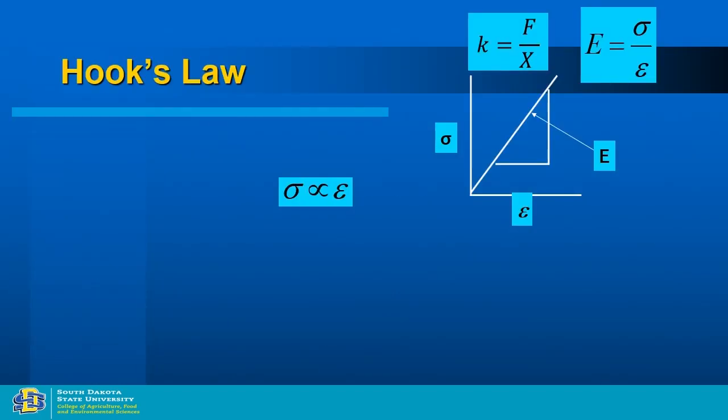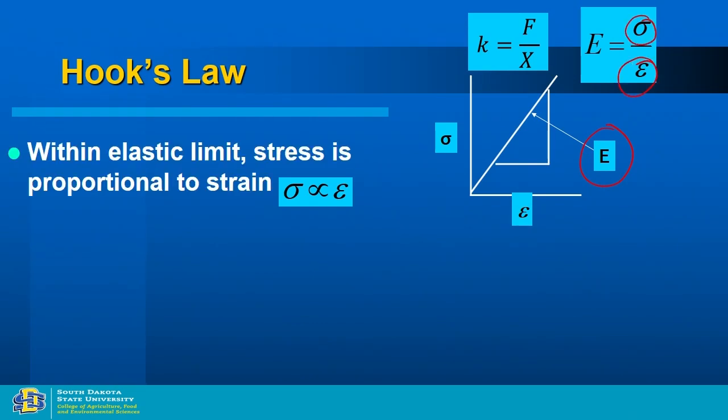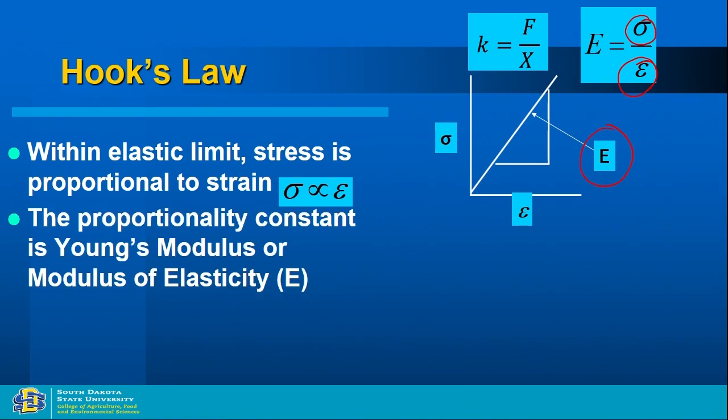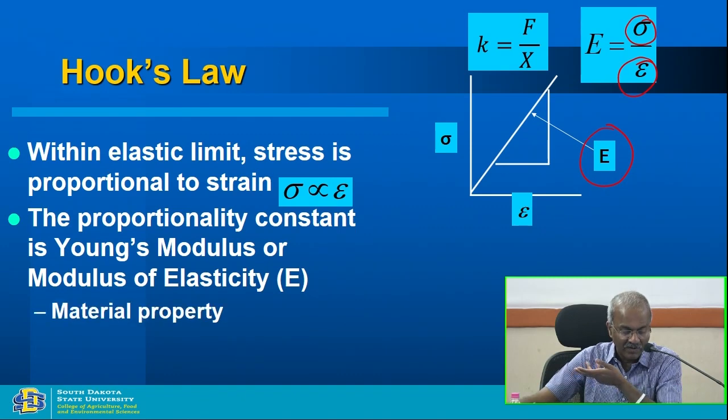So let's revisit Hooke's law again. The stress over strain ratio, or the slope of that line, gives you the Young's modulus or modulus of elasticity. It is from force over deformation. This is the spring constant, and then the modulus of elasticity is stress over strain. Within the elastic limit, stress is proportional to strain, and the proportionality constant is Young's modulus or modulus of elasticity.